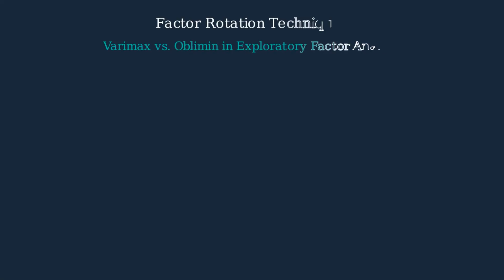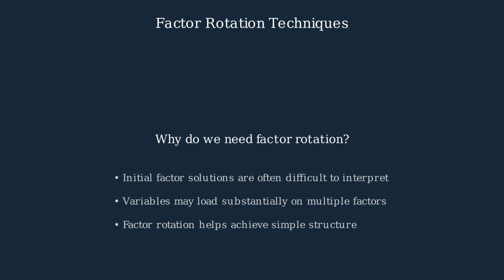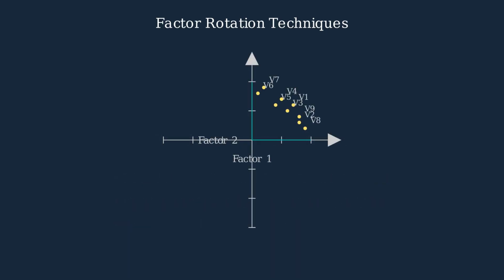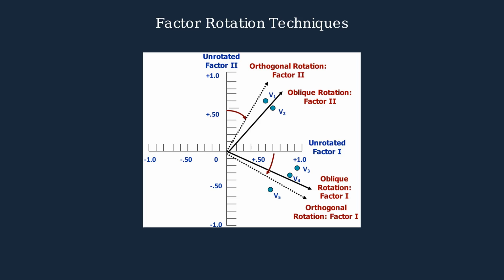Factor rotation is a critical step in exploratory factor analysis that helps us make sense of our results. After extracting factors, we often find that the initial solution is difficult to interpret. This is where rotation comes in. In an unrotated solution, variables often load on multiple factors, creating a messy pattern that's hard to interpret. The goal of rotation is to achieve simple structure, where each variable loads strongly on only one factor, making interpretation clearer. Factor rotation can be visualized as turning the factor axes to better align with clusters of variables.